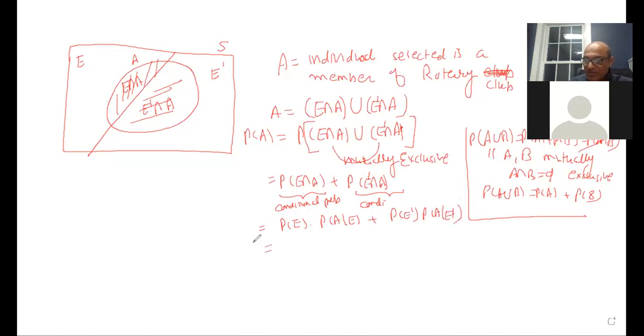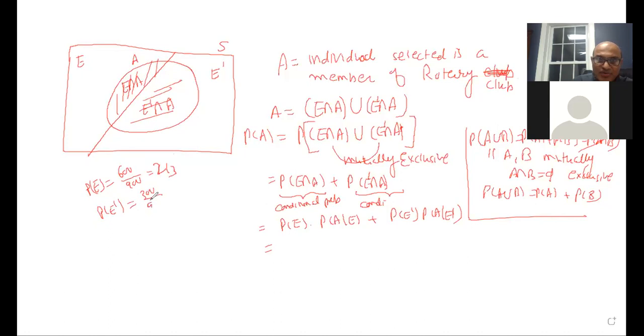Just now I told you that probability of E is the total number of employed people, 600 out of 900, so that is equal to 2/3. Probability of E dash, 300 out of 900, is equal to 1/3. Probability of A given E, that means probability of a member of the Rotary Club given that he is employed, is 36 divided by 600, which is 3 over 50. And probability of A given E dash is 12 divided by 300, from the previous example, so it is 1 over 25.